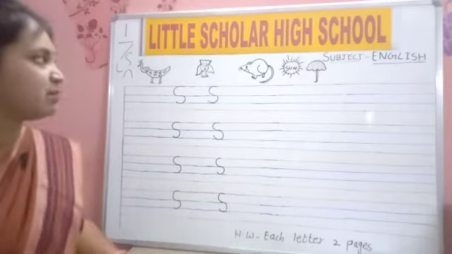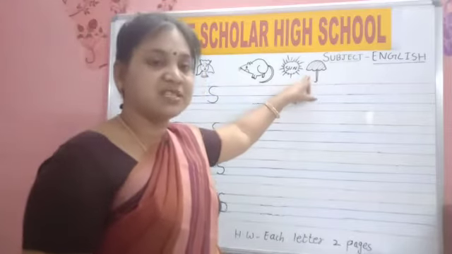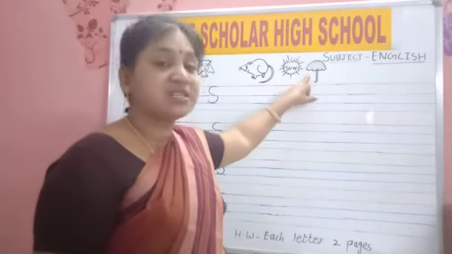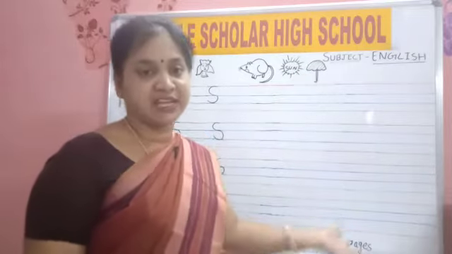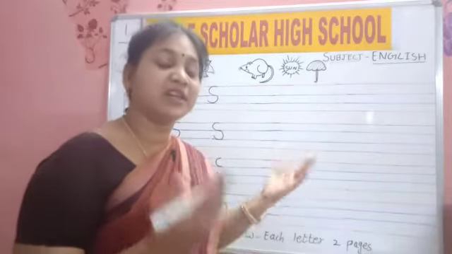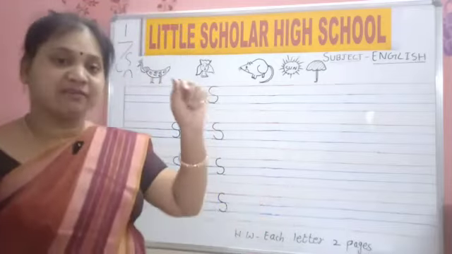Now see one more picture here. Which picture is this? Umbrella. When do we use an umbrella? When it is raining. When you are going to school, when it rains, what will your parents do? They will give you an umbrella.